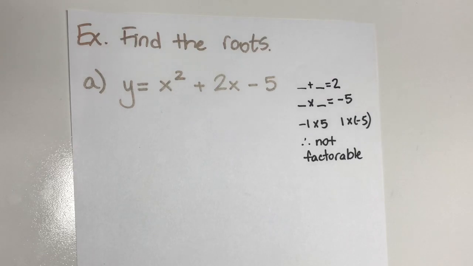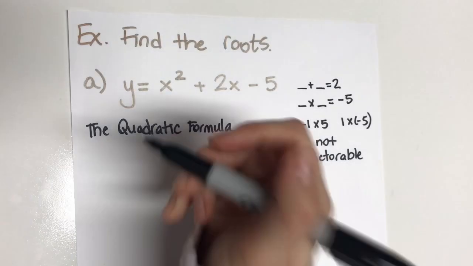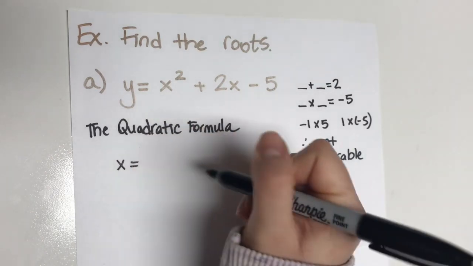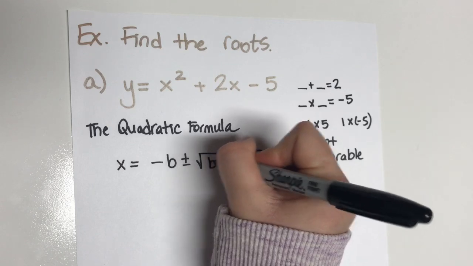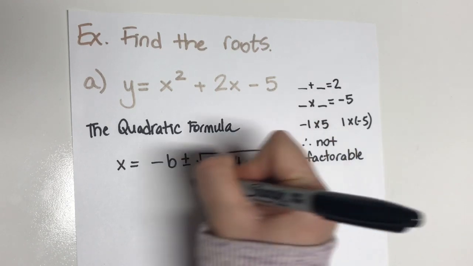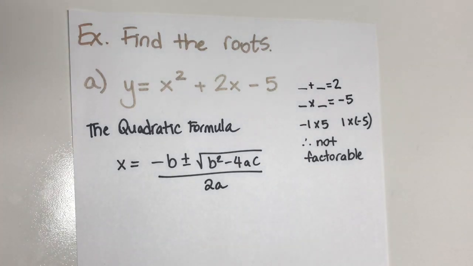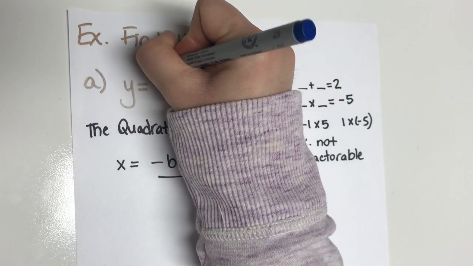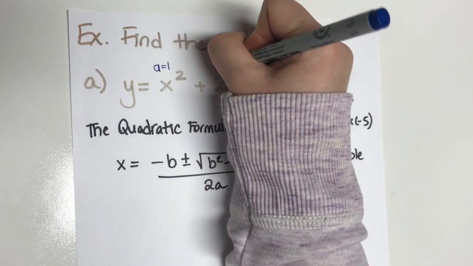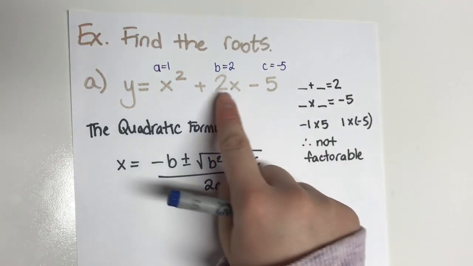Which means I need to use the quadratic formula. And it's -b plus or minus the square root of b squared minus 4ac over 2a. So I'm going to label my a, b, and c. So here a is 1, b is 2, and c is -5. So those are the coefficients.